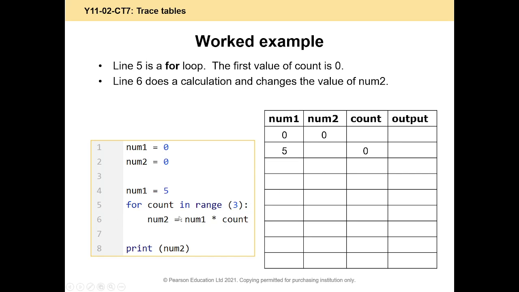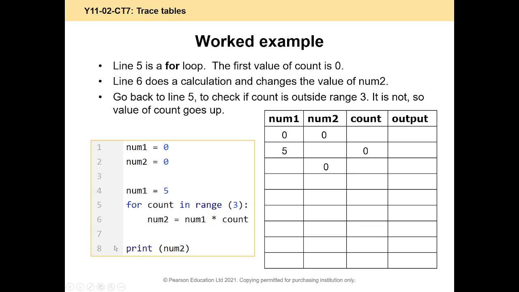When we get to line 6, we're going to do a calculation. So num2 is going to be num1 times count. So num1, our trace table tells us, is 5. Count is 0. Anything times 0 is 0, so num2 is going to be 0. Now, this value hasn't changed, but we put it on a new line because we've put something to the right of it. So I'm going to move on to a new line and put it down here.